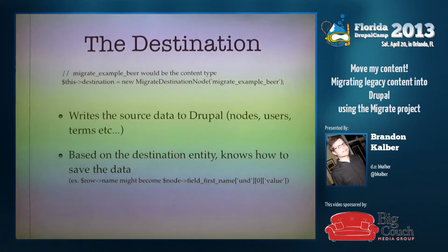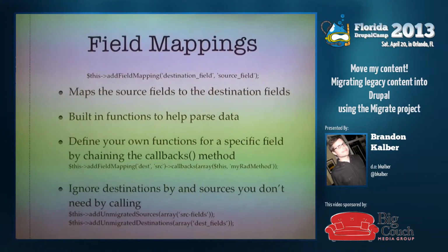So we've got our source, we've got our destination, so we know what data we're getting. We know where we're putting it, and we've got a map to link it together, but we haven't said what relates to what. So that's where field mappings come in. Kind of self-explanatory what field mappings do. They're what link the source and destination together.